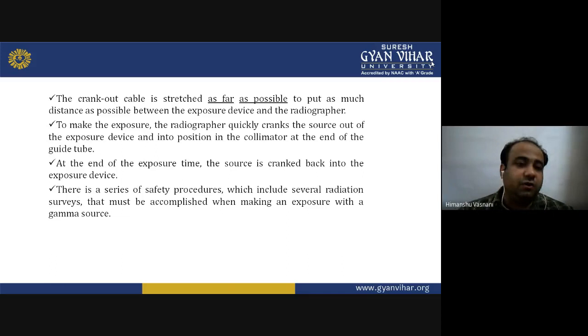There is a series of safety measures, which include several radiation surveys that must be accomplished when making an exposure with a gamma source. We have to be careful. We have to follow the instructions. We have to take care that the exposure device is safely handled.